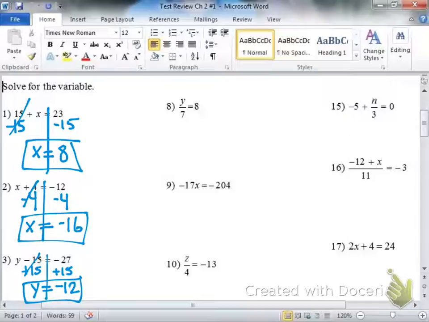Now, I should have numbered these a little differently. I do apologize for that, but we're just going to sort of go out of order just so I don't have to keep scrolling up and down. So let's jump up to 8. How do I start 8?